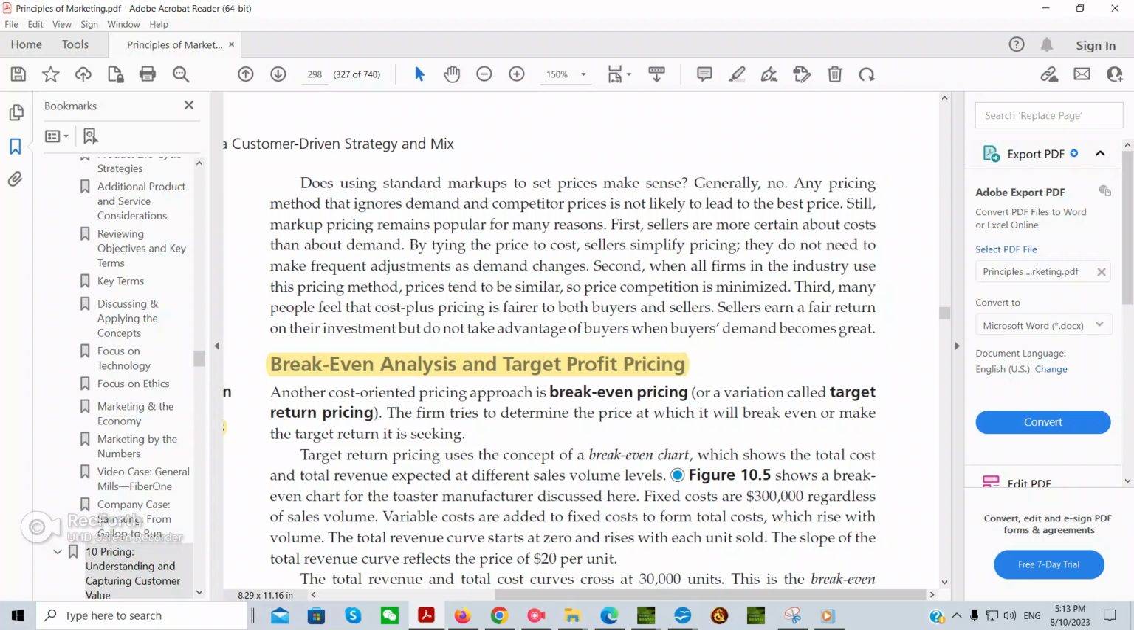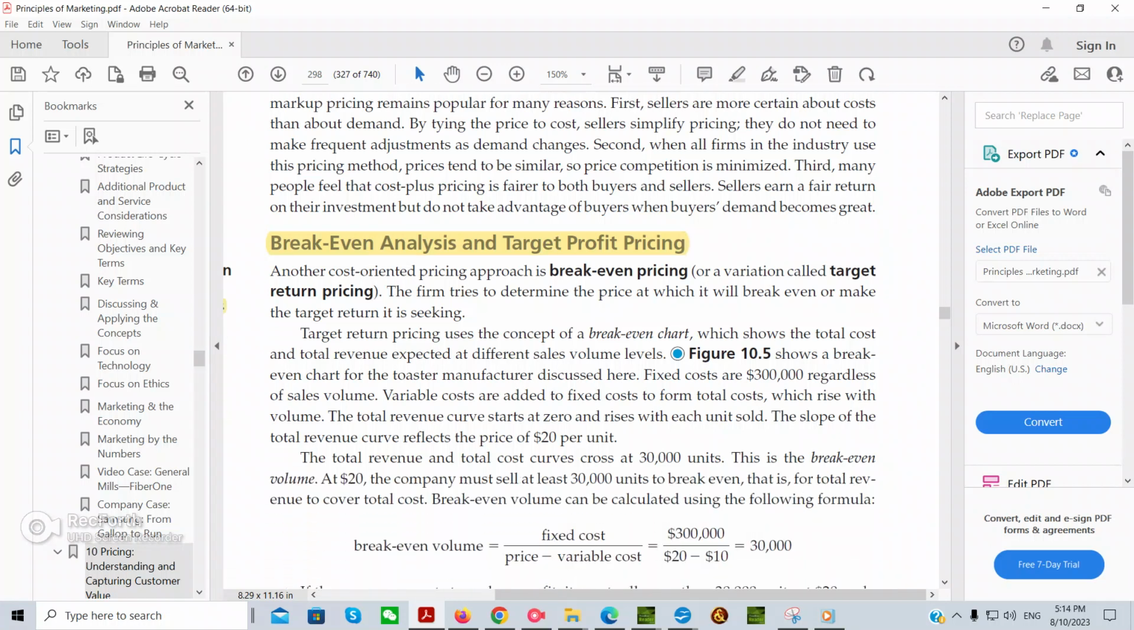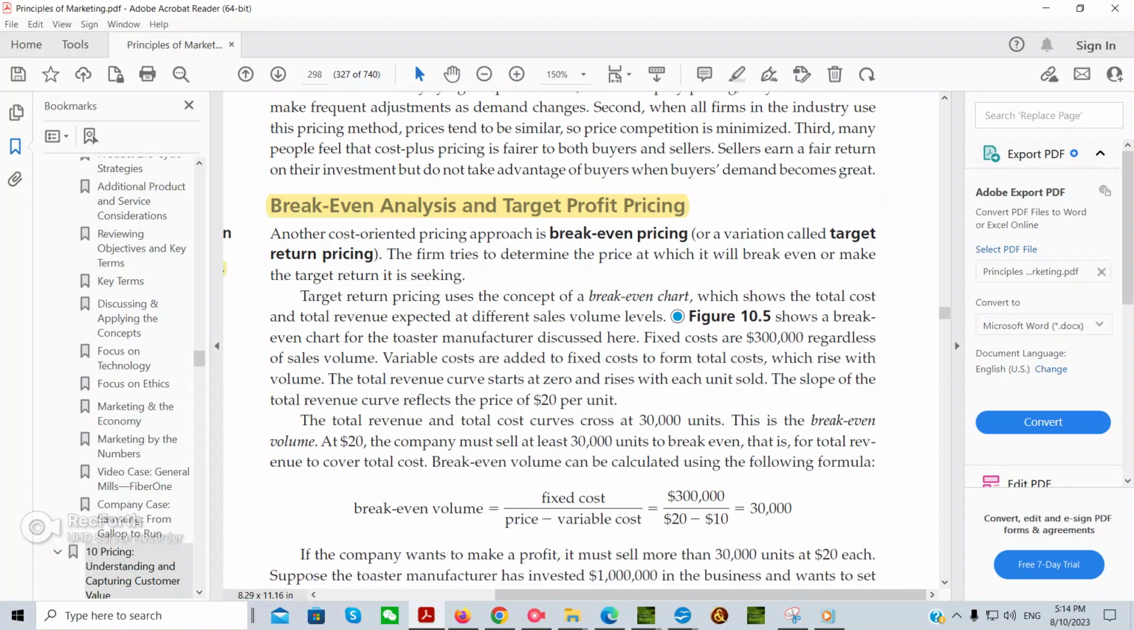So yes, target return pricing does use a constant break-even chart, which shows us a total cost and total revenue expected at different sales volume levels. If you're making 0% profit, it doesn't matter what volume you have, because 0% of whatever is still zero. Zero times whatever is still zero. Extremely simple ideas, but that's what it is.